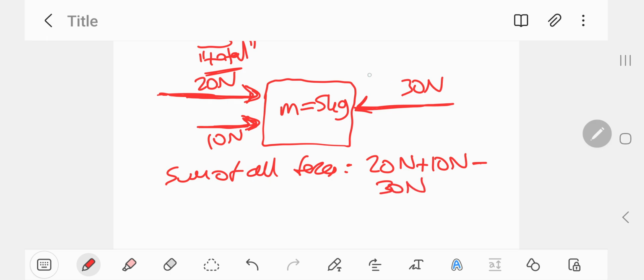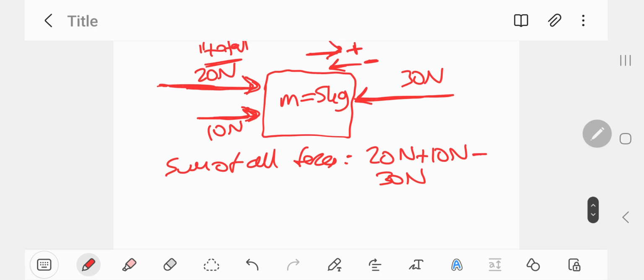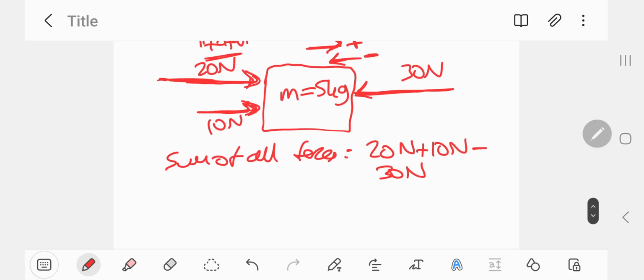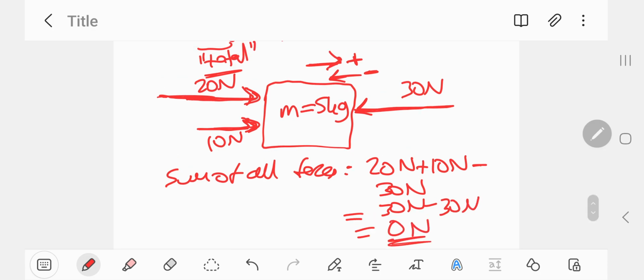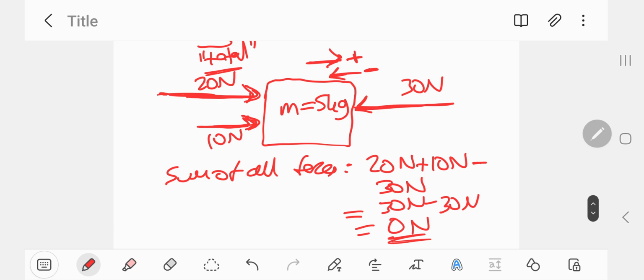Why do you do that? Well, we're taking the right direction to be positive, left direction to be negative, okay? Just chosen these two arbitrary directions to be positive and negative. 20 plus 10 is 30. 30 minus 30 is just 0. So in this case, the net force, the total force acting on the box is 0.